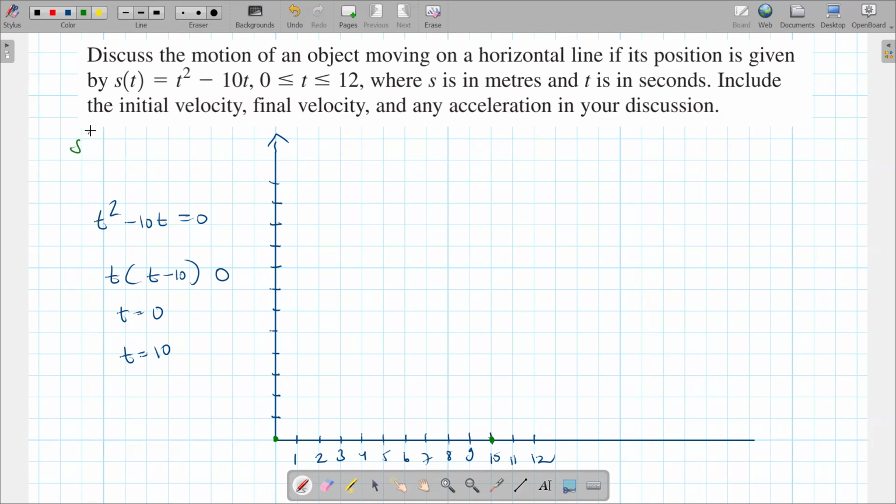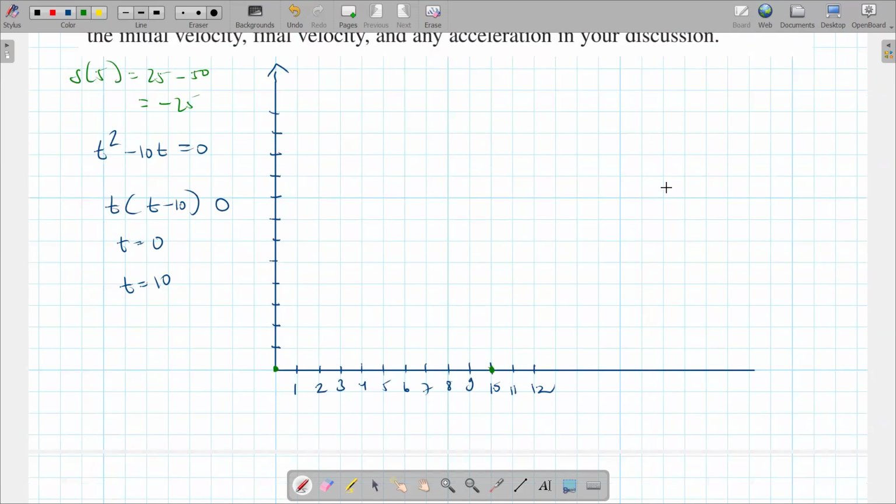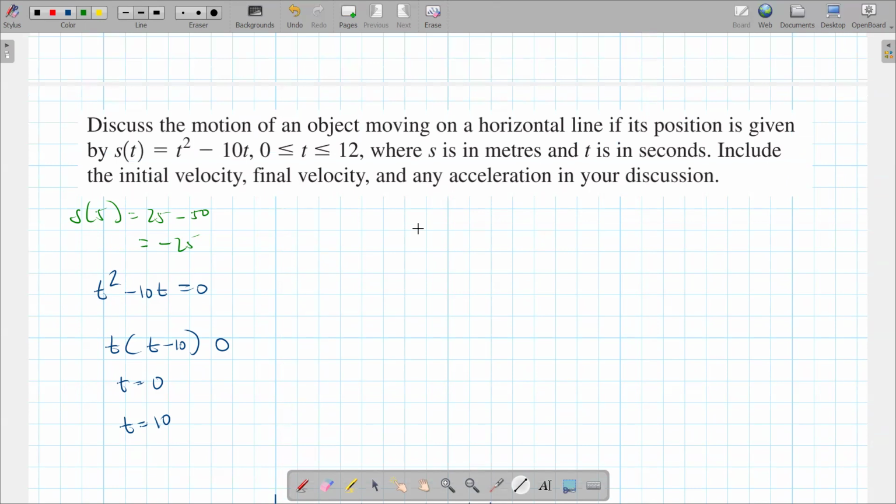You just find s of 5. So that'll be 25 minus 50. It's going to be -25, right? Yeah, -25. So the scale is going to look super weird, but maybe I'll just draw it upside down so we just have a good picture.